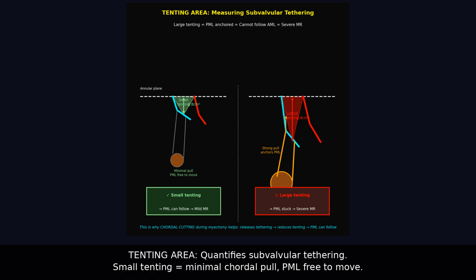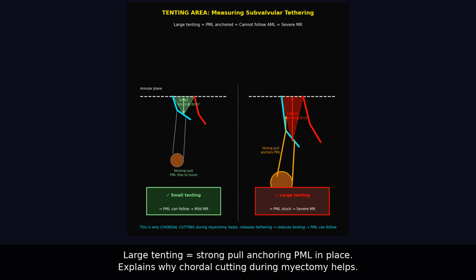Tenting area quantifies subvalvular tethering. Small tenting means minimal chordal pull, and the posterior leaflet is free to move. Large tenting creates strong pull that anchors the posterior leaflet in place. This explains why chordal cutting during myectomy helps reduce mitral regurgitation.